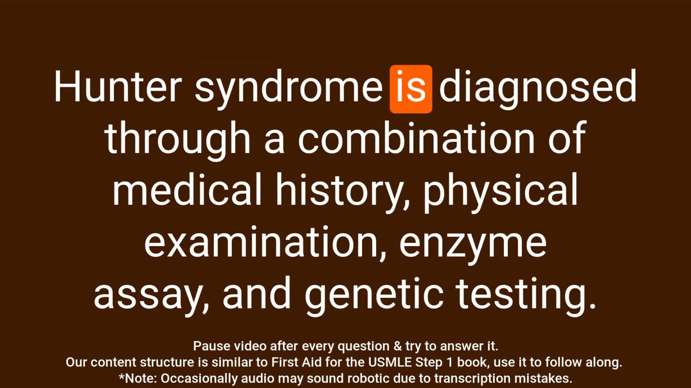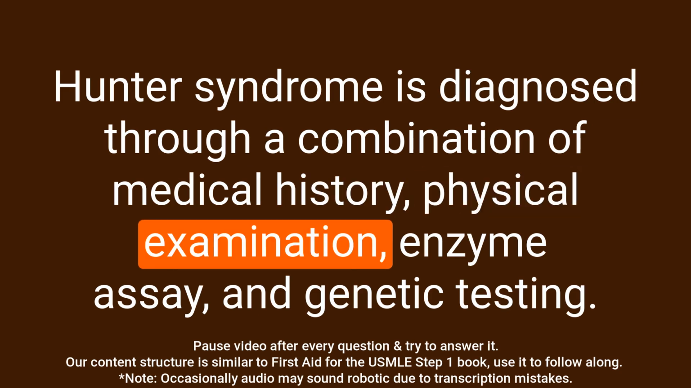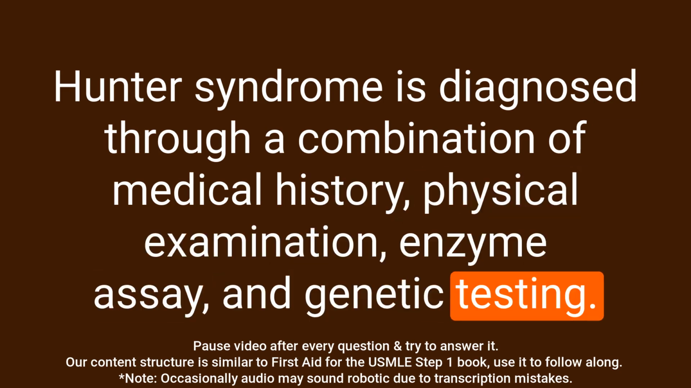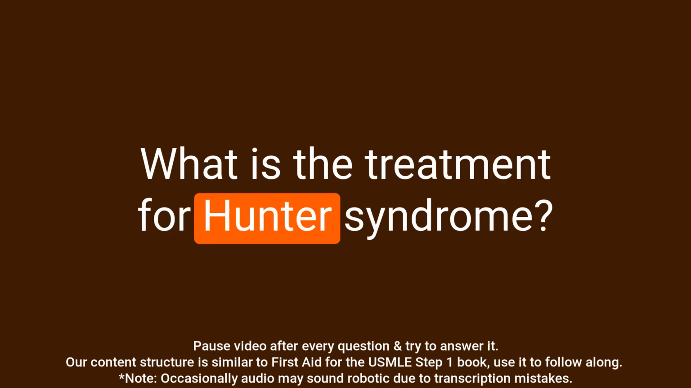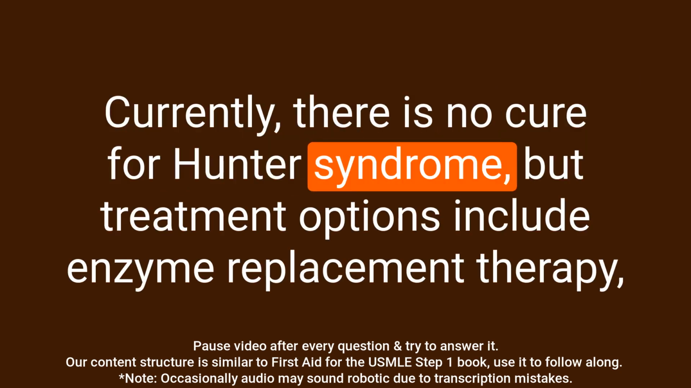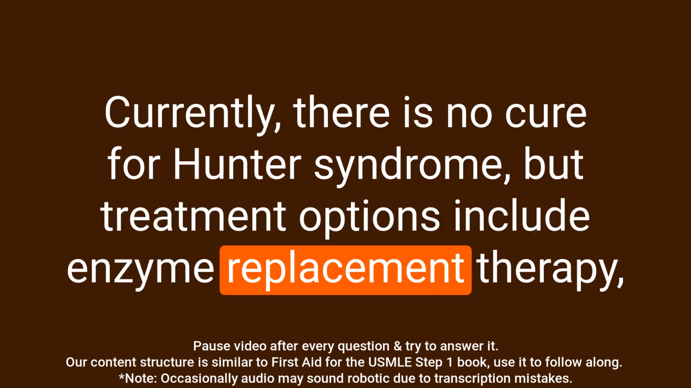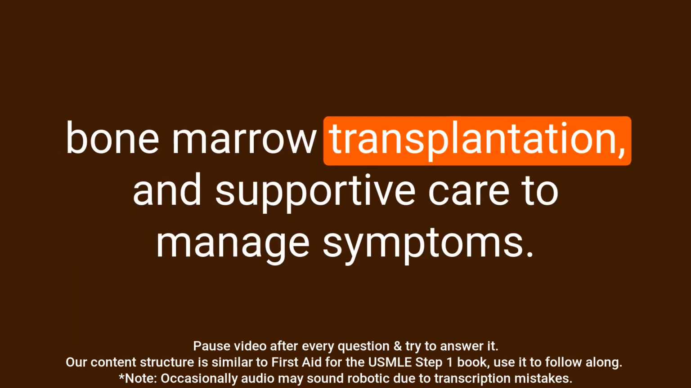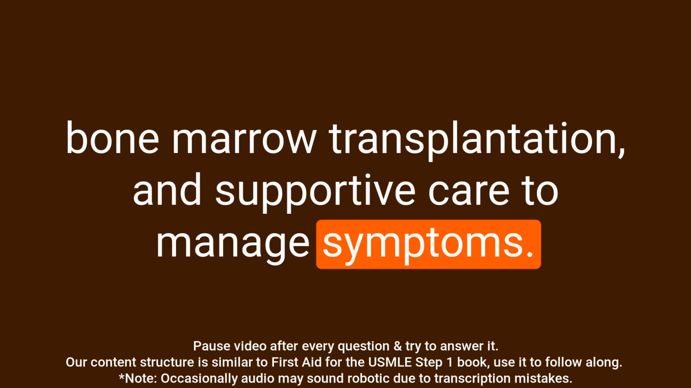Question: How is Hunter syndrome diagnosed? Answer: Hunter syndrome is diagnosed through a combination of medical history, physical examination, enzyme assay, and genetic testing. Question: What is the treatment for Hunter syndrome? Answer: Currently, there is no cure for Hunter syndrome, but treatment options include enzyme replacement therapy, bone marrow transplantation, and supportive care to manage symptoms.